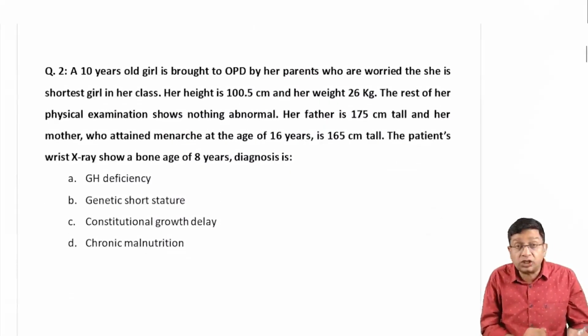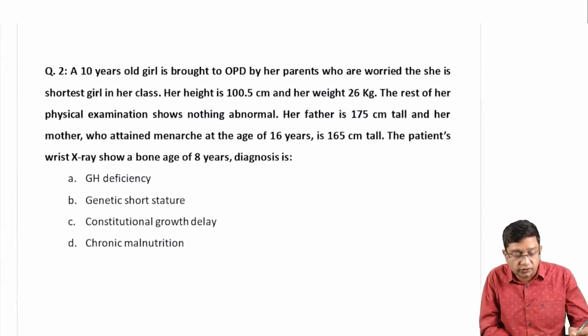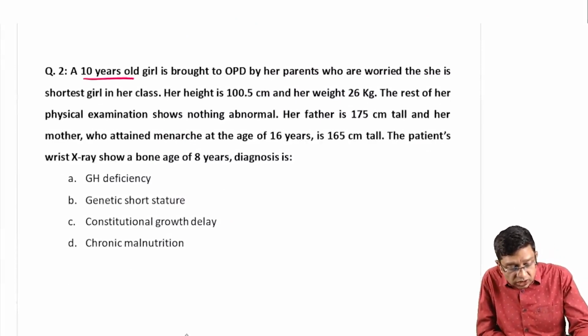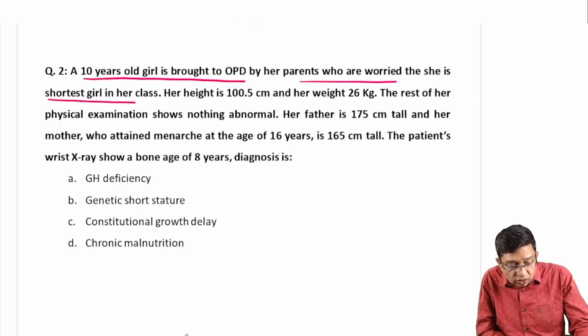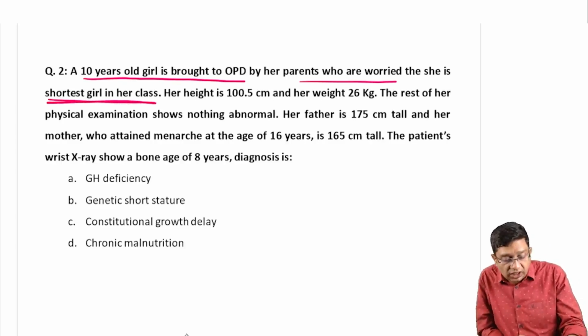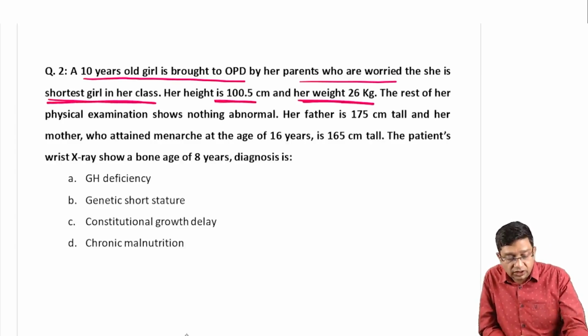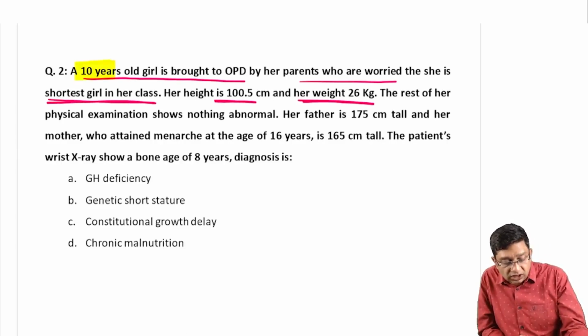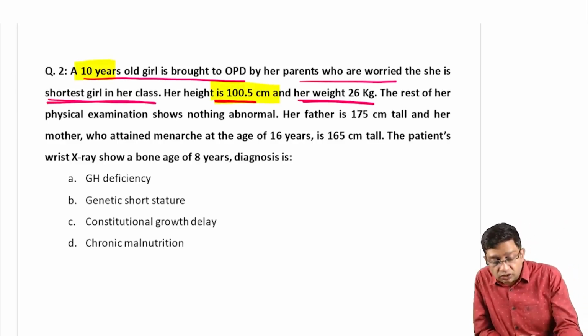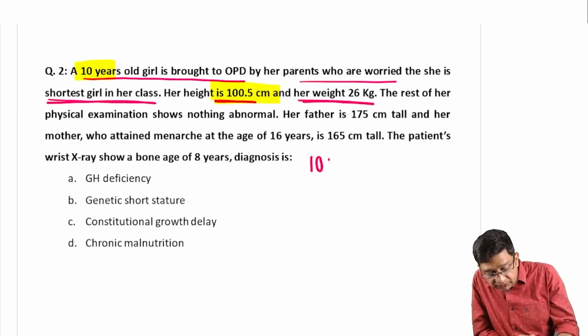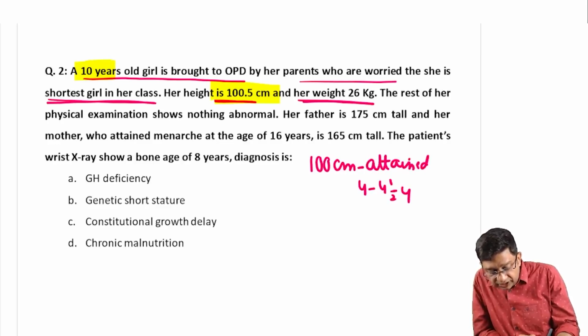Moving on to the next question, again a question of short stature, important for you. A 10-year-old girl is brought to OPD by her parents who are worried that she is the shortest girl in her class. Her height is 100.5, weight is 26, right? So if you see a 10-year-old girl having a height of just 100.5, that is very short stature, because normally 100 centimeters is attained at the age of 4 to 4.5 years. That is the normal thing.